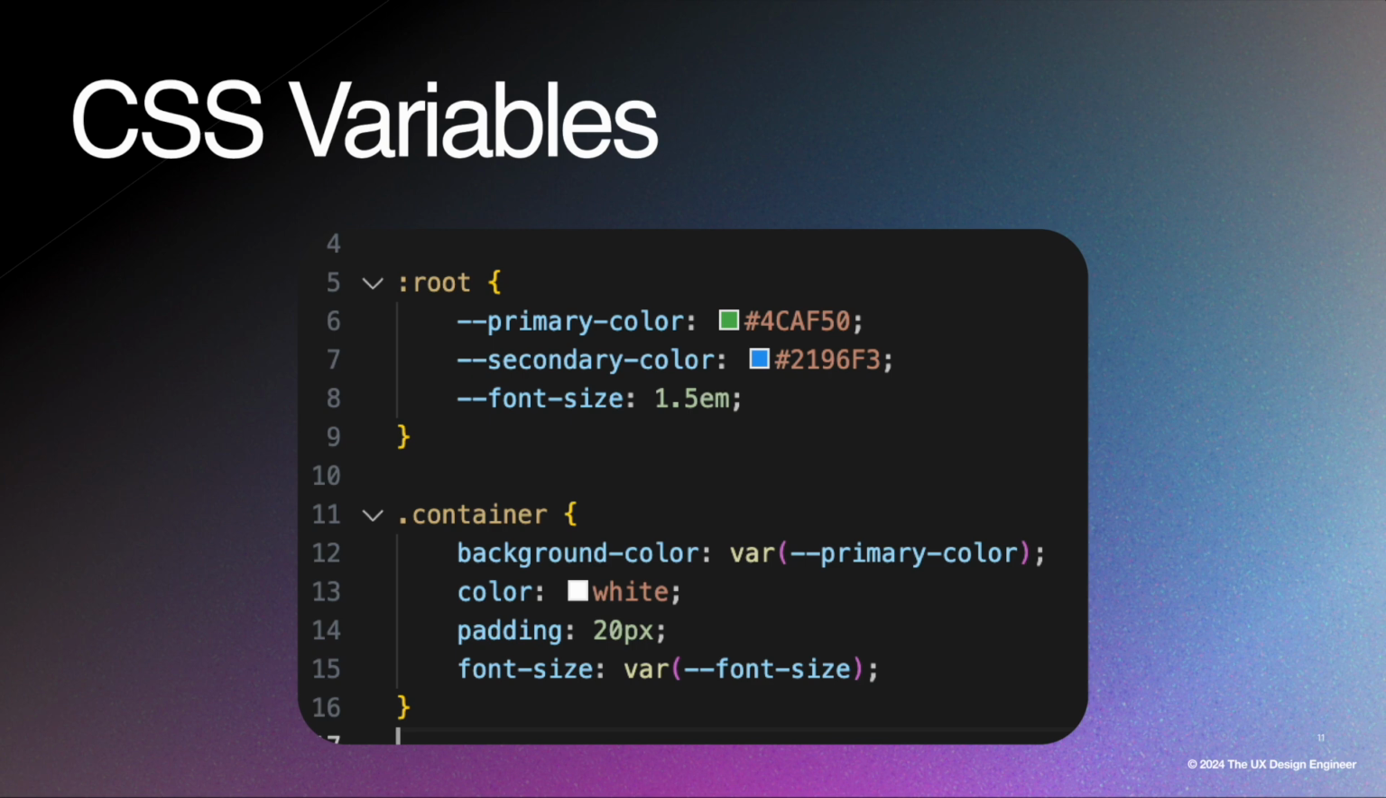Next, let's talk about CSS variables, also known as custom properties. They allow us to store values that we can reuse throughout our style sheet. In this example, we define our variables in the root selector. Then we use them in our .container class. This makes it easy to manage and update our styles.